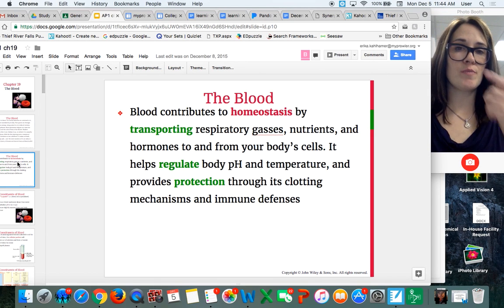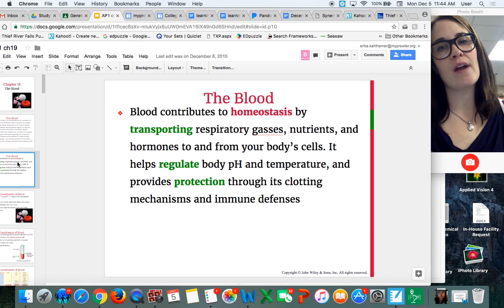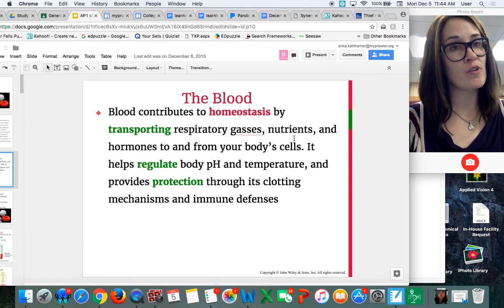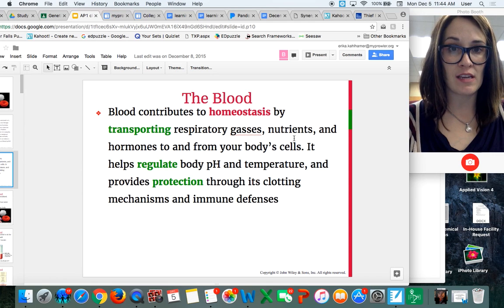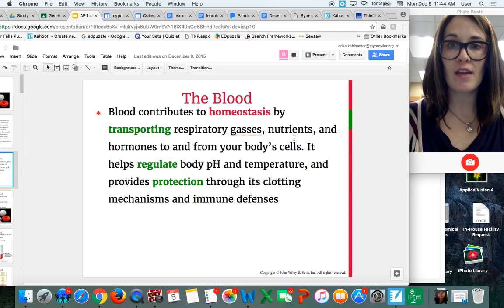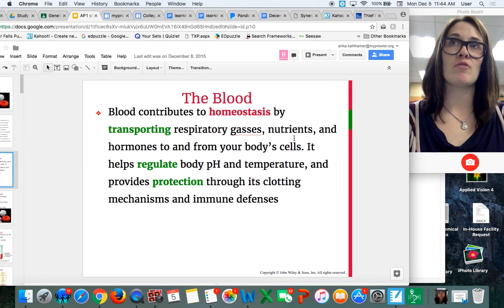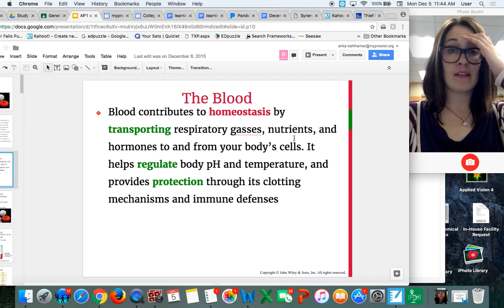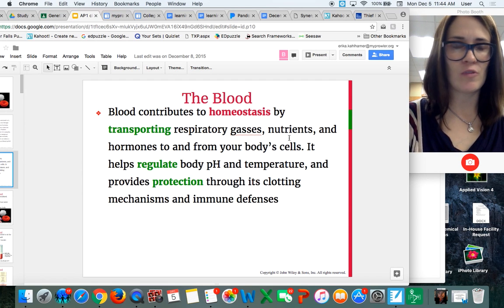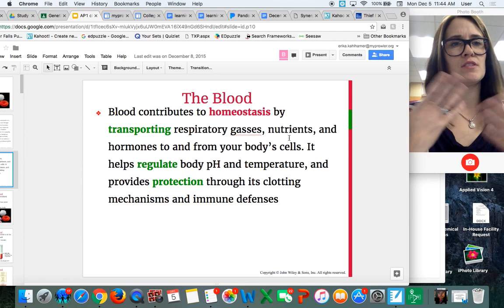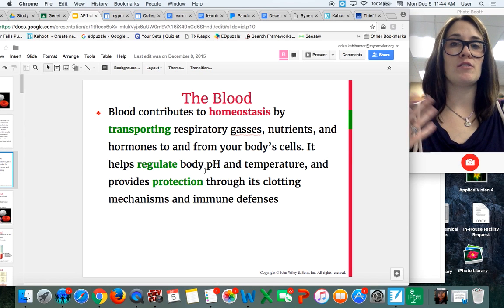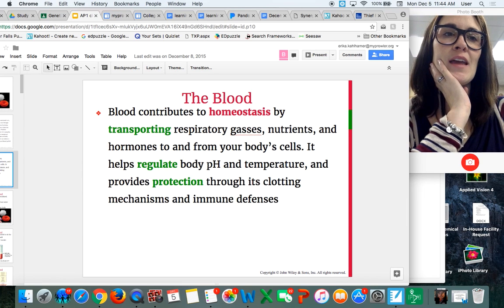So how does blood contribute to maintaining a steady internal environment? It's going to transport gases, carbon dioxide, oxygen. It's going to transport nutrients in the blood, plasma proteins, things your body needs to build proteins. It also transports hormones. Many of the hormones are actually specifically transported via the blood. That's why hormones are very potent. If you put something intravenously into your blood supply, you're going to feel the effects of that rather quickly. Blood also helps regulate your pH, so your acid level in your body, and the temperature.